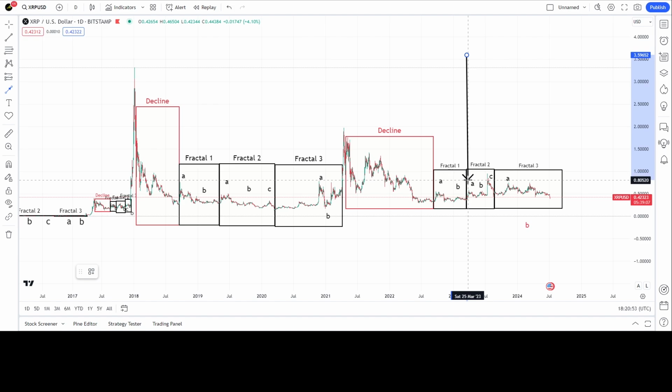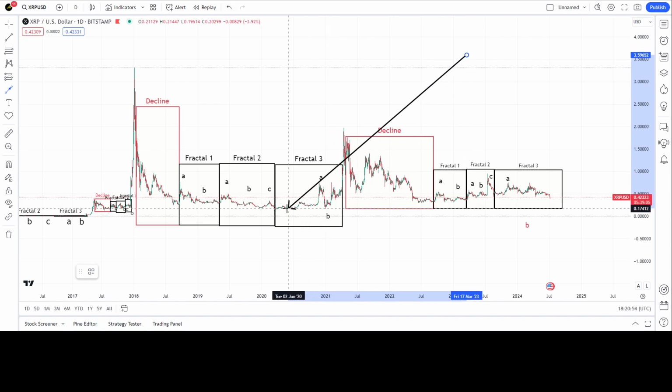That's really important to understand that. In fractal 3, what it does is it moves up to a peak of the fractal, which is part A. It then crashes or declines and brings it to a low of the fractal, which is part B. After that low, price recovers, does a smaller correction, and then it goes into the bull run.